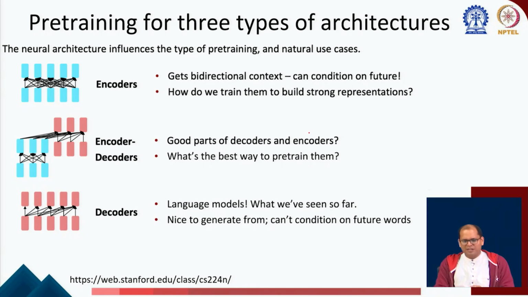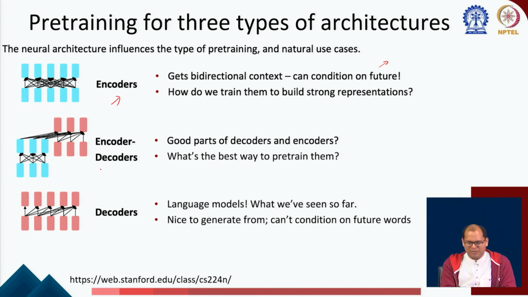We had discussed in the last lecture that when we are talking about pre-training transformers, we can do any of the three architectures. We can pre-train encoders, where I get bidirectional context and can condition even on the future tokens. But how do you build strong representations for this?